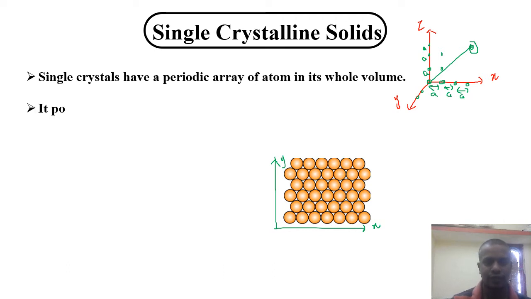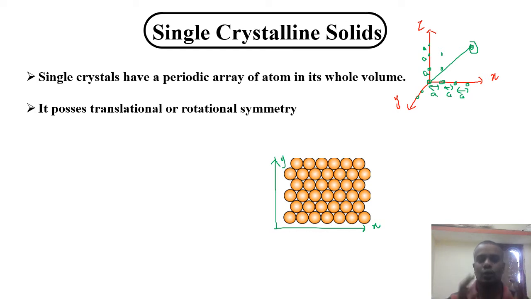It possesses translational symmetry as well as rotational symmetry. What do we mean by translational symmetry? Suppose there is one atom at a distance a, then 2a also has one atom, 3a also has one atom. That is a kind of translational symmetry. So at a distance a there is one identical atom, at 2a distance the same identical atom will be there, and at 3a also the same identical atom will be there.